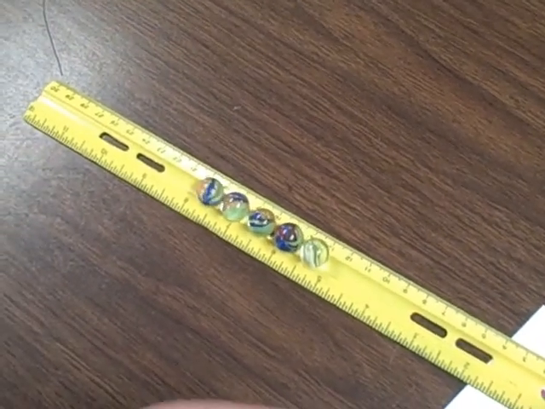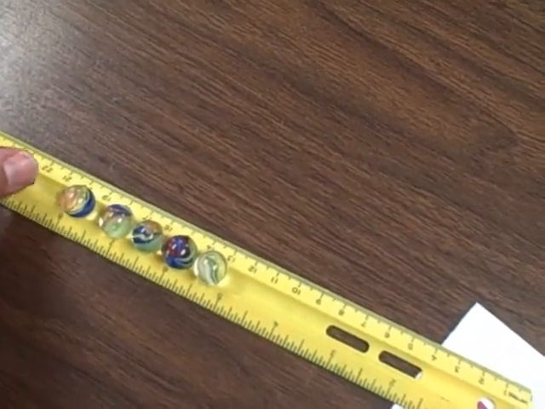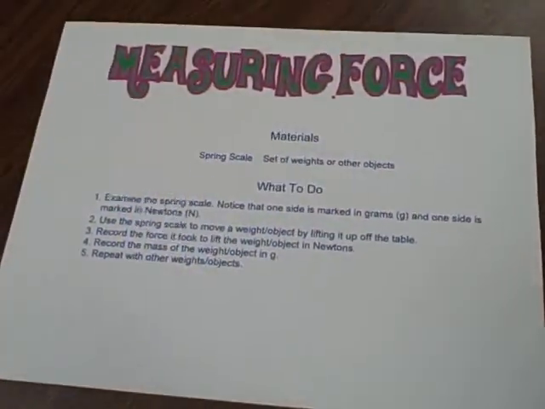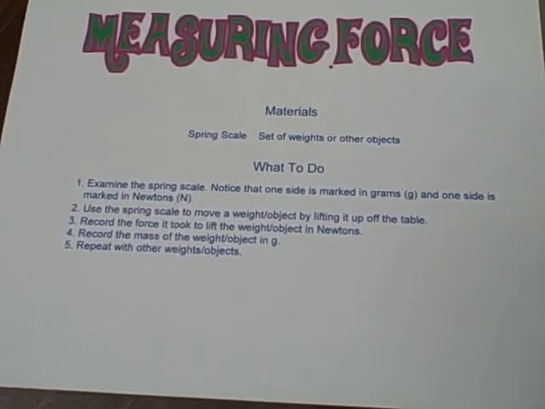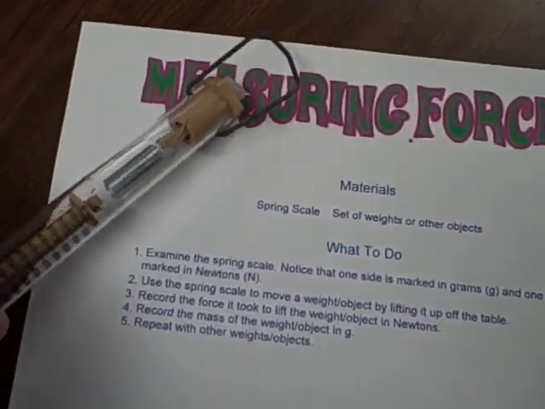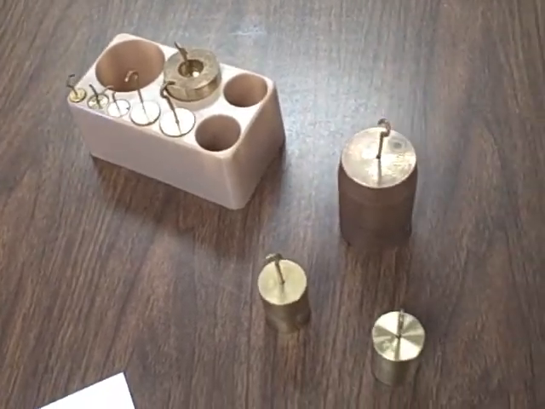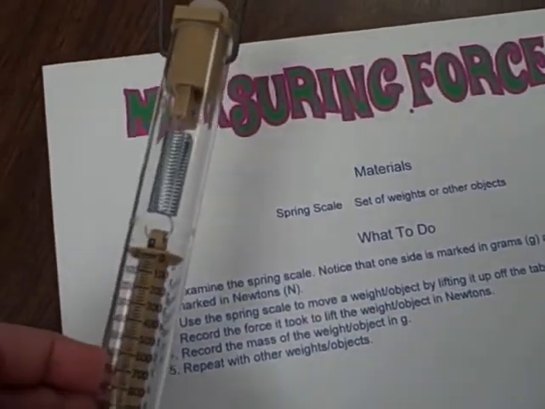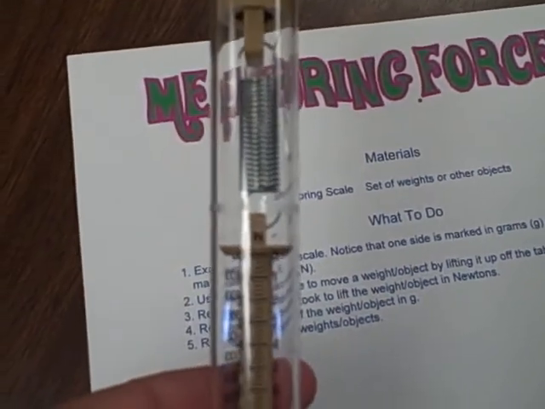Then they can experiment and try it with 2 or more marbles and see what happens and record their observations. This is the measuring force motion station, number 5. For it, you need a spring scale and either a set of weights, masses, or some type of objects the students can measure. Now what they want to notice is that on the spring scale, it's measured on one side in grams, and on the other side it's measured in newtons.